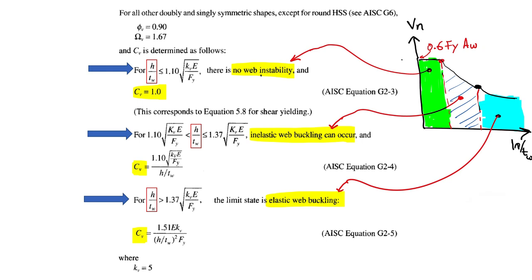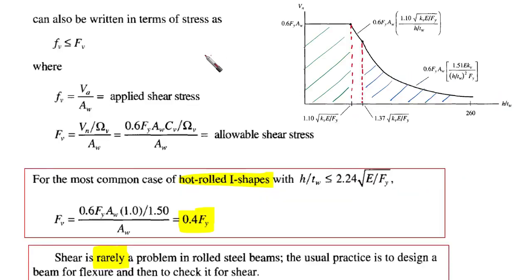Okay, and now we are ready to go through the remaining part for understanding the shear strength. We already have understood everything now. Okay, so we can also put it in this form or this graph. If we draw a relation between h over t web versus Vn, the nominal shear strength, then the cap here is going to be 0.6 Fy Aw. This is the shear yielding.